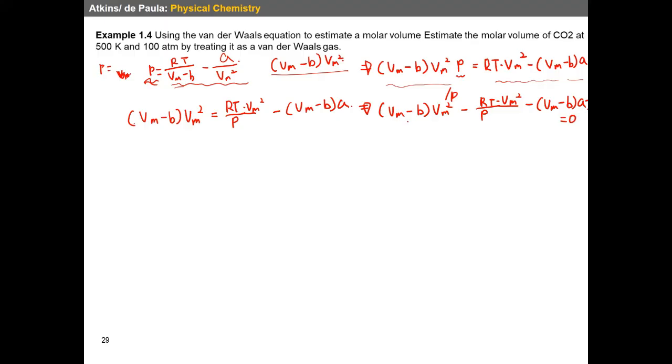So by rearranging this equation in Vm, finally we have this form: Vm cubed minus (b plus RT over P) Vm squared plus (a over P) Vm minus ab over P equals 0. So if we solve these terms, then we will get these coefficients.